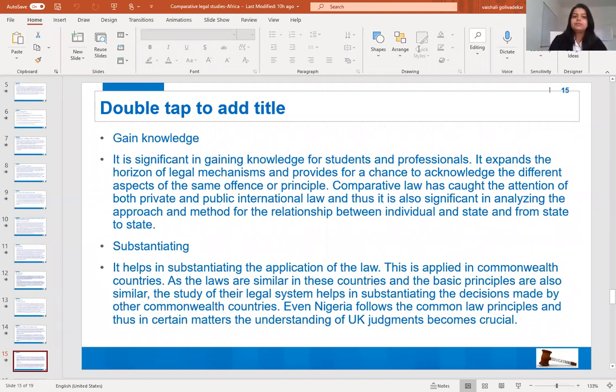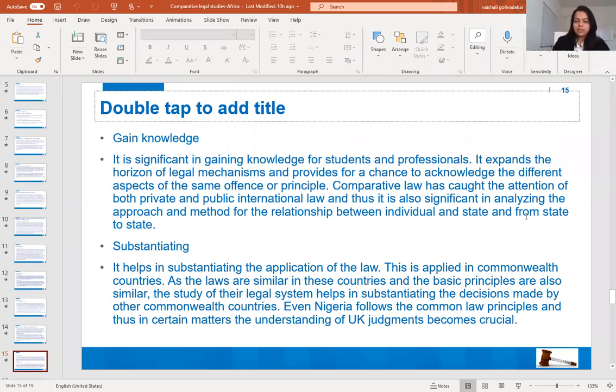It is significant in gaining knowledge for students and professionals. It expands the horizon of legal mechanisms and provides a chance to acknowledge the different aspects of the same offense or principle. Comparative law has caught the attention of both private and public international law, and thus it is also significant in analyzing the approach and methods for the relationship between individual and state and from state to state.